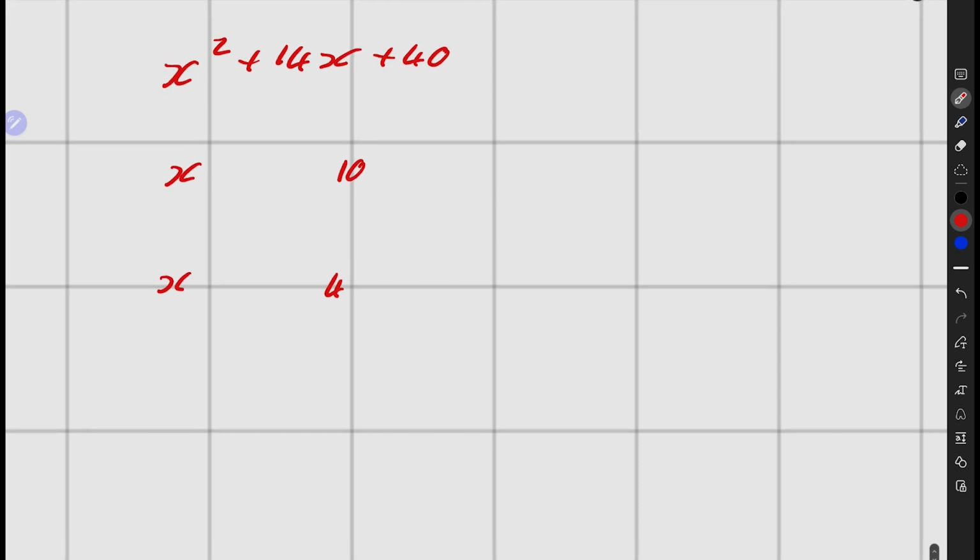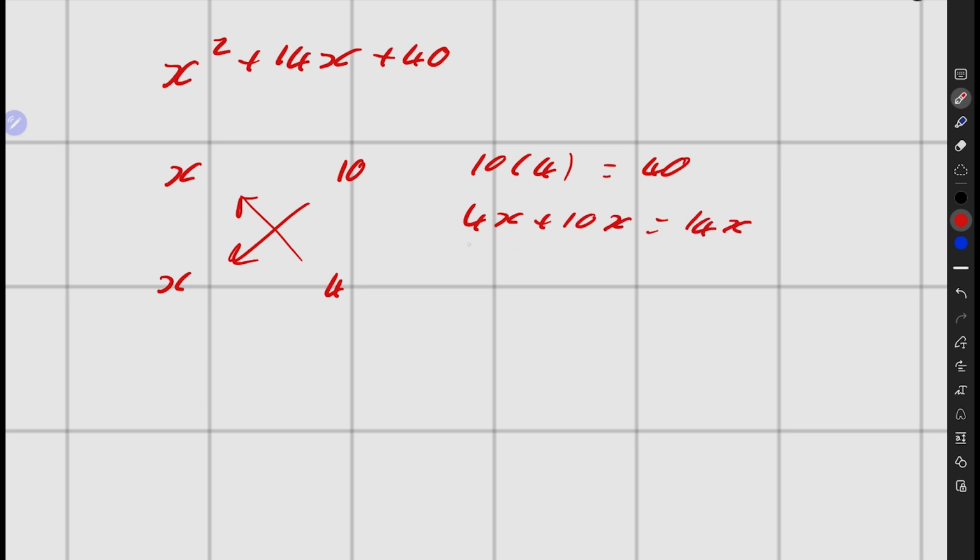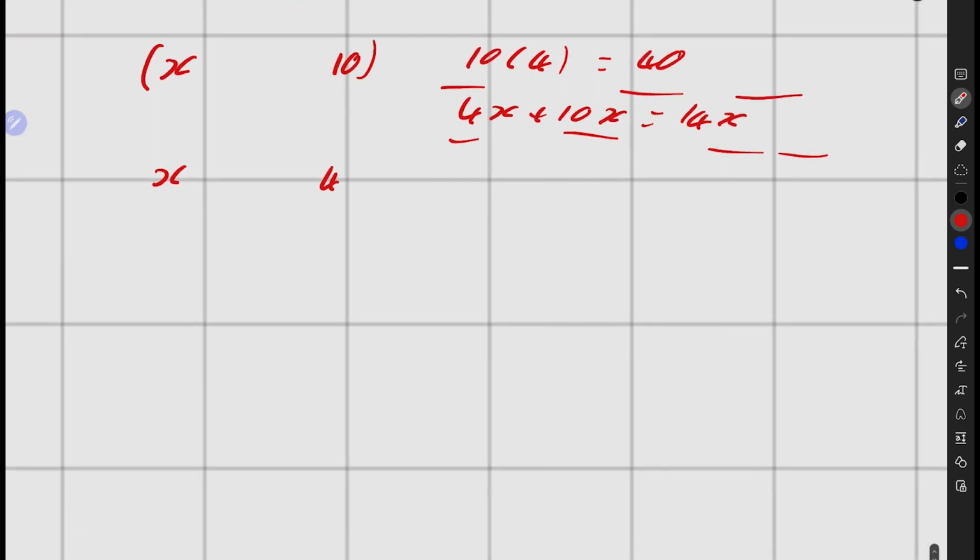So again, we'll just prove it anyway. 10 times 4 equals 40. And then we'll cross multiply: 4x plus 10x equals 14x. So that just kind of proves that this is correct. So write this down as a product, x plus 10, x plus 4.